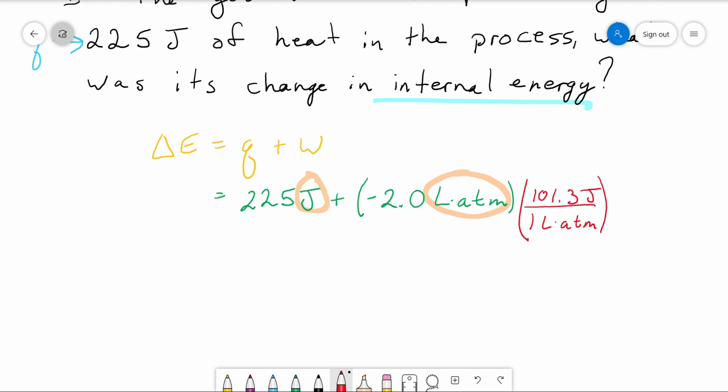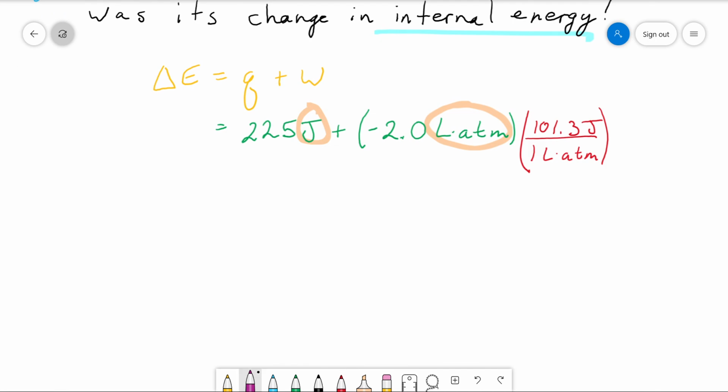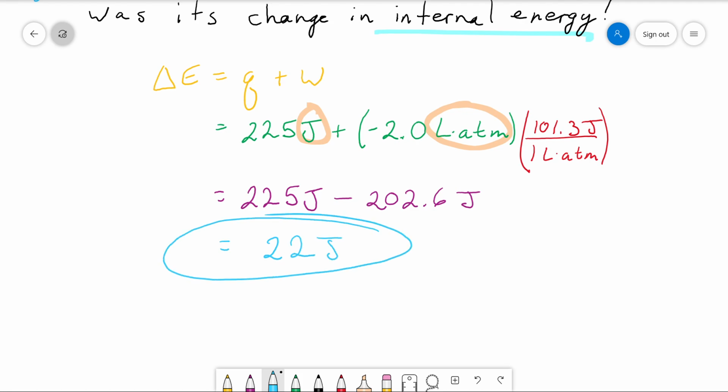Okay. So, all we have to do is simplify. And we get 225 joules minus 202.6 joules. And that works out to a change in internal energy of 22 joules. Okay, what does that mean? Did it gain energy or did it lose energy? Well, the system gained energy. That's what this is telling us.